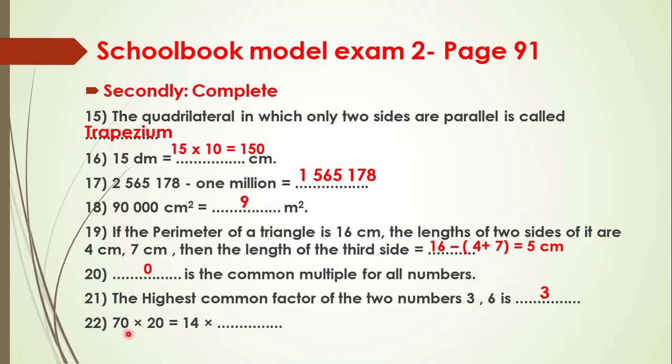Okay. 70 times 20. 2 zeros, and 7 times 2 equals 14. So 1,400. Here we have 14. I should multiply 14 by a number to get 1,400. What is this number? How many zeros should I add? Yes, 2 zeros, so I multiply by 100.